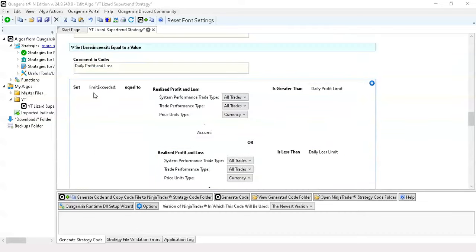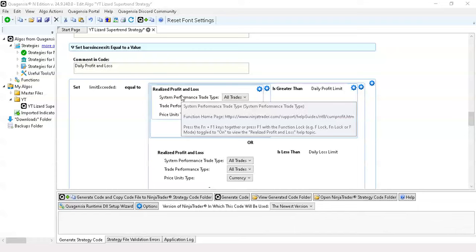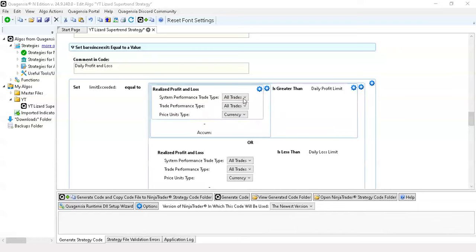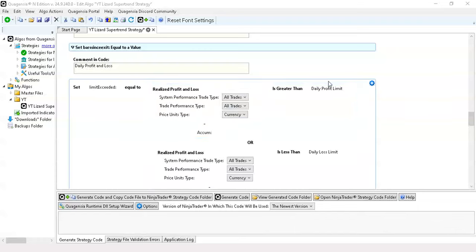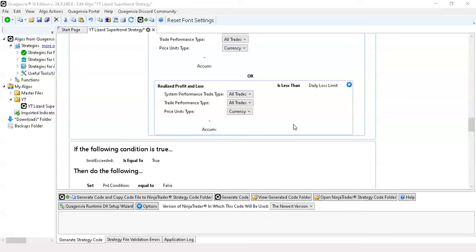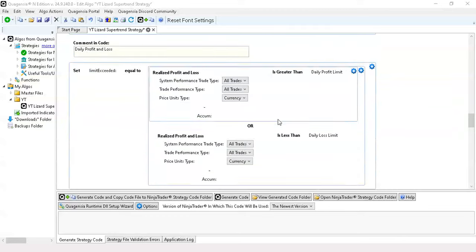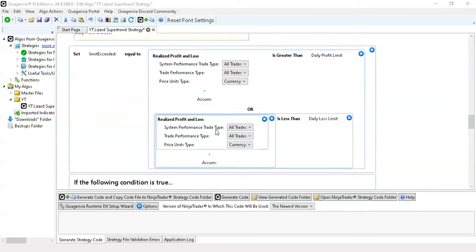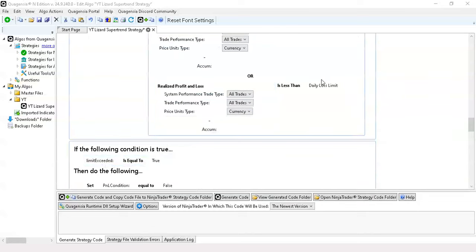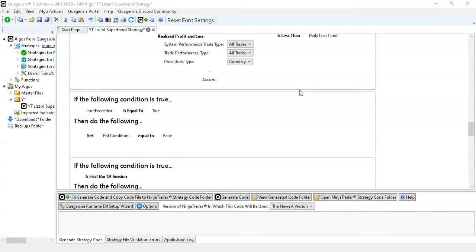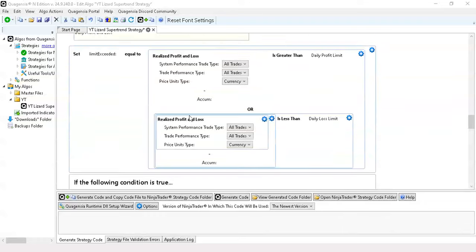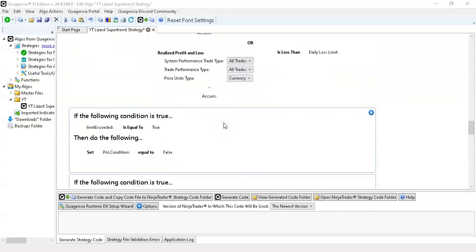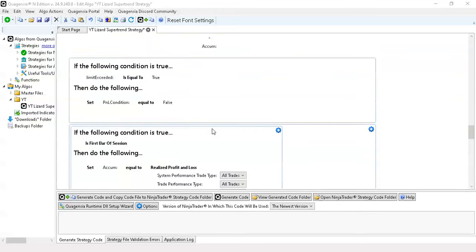So I got the limit exceeded Boolean set: realized profit, minus the accumulated, greater than daily profit. If that limit is exceeded, it is true. If it's true when it's greater, then the profit conditional is set to false, which means it stops trading due to it being true. All right, and got it.